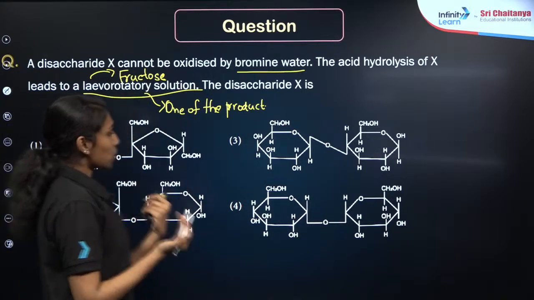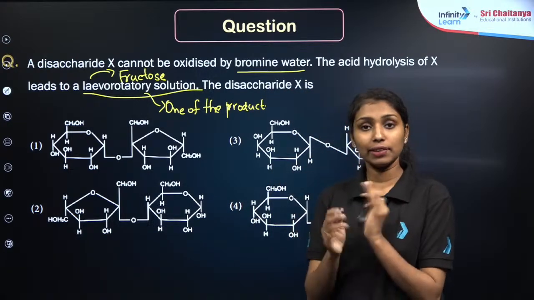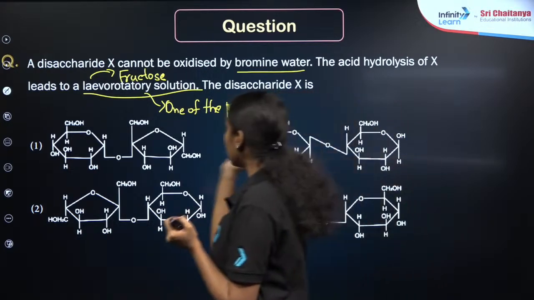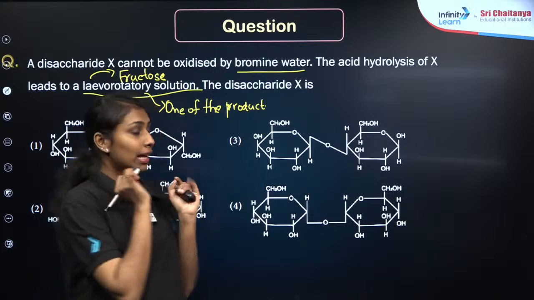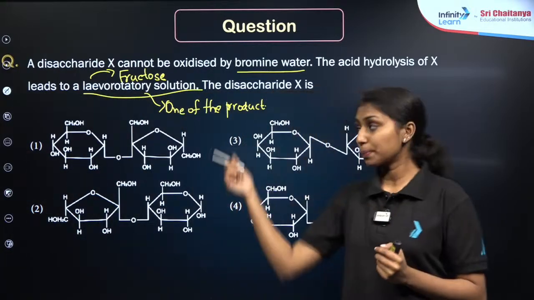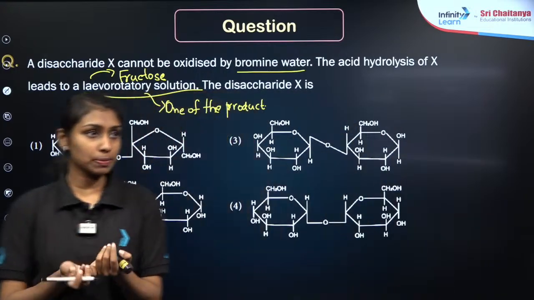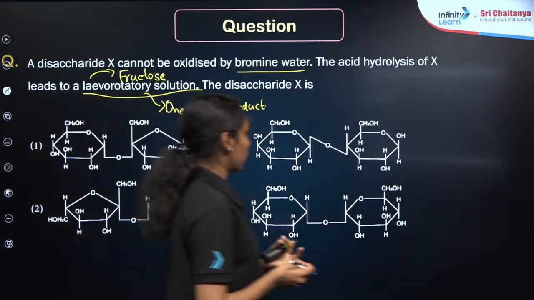Then we already know sucrose is a disaccharide. It cannot be oxidized by the bromine water. It will not form any product with the bromine water. So we can say that the answer will be sucrose. Now we have to identify which is the structure of sucrose among these four options.